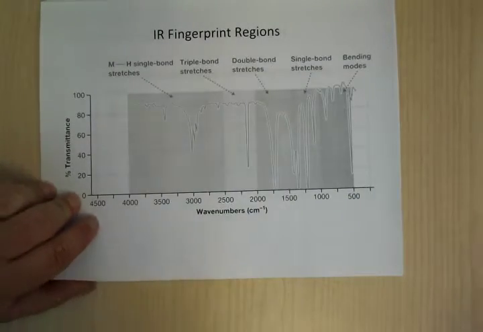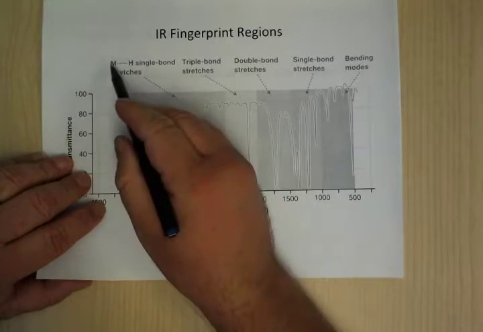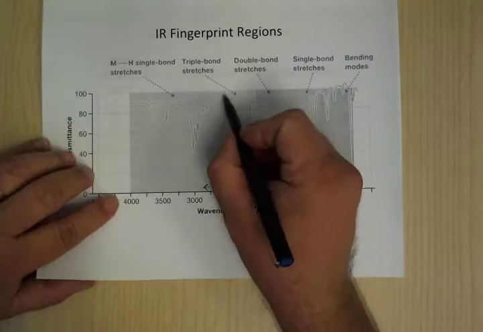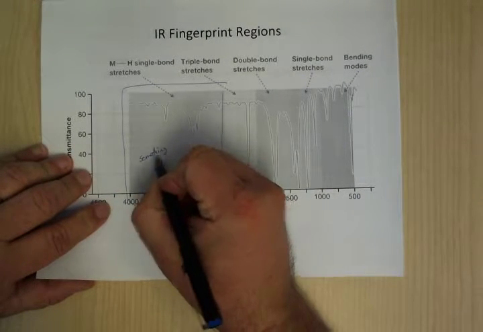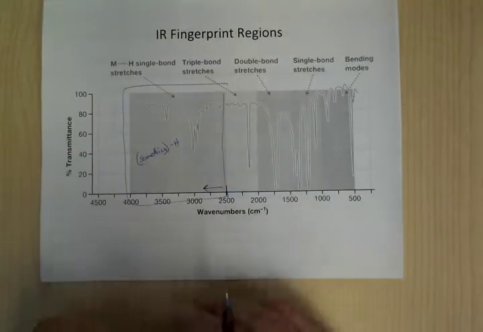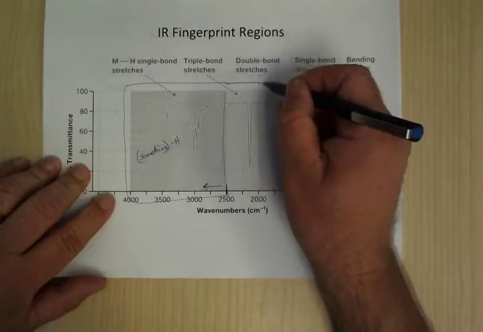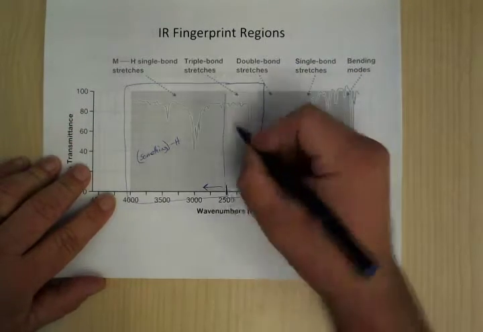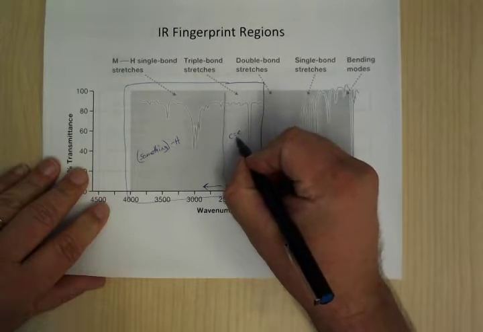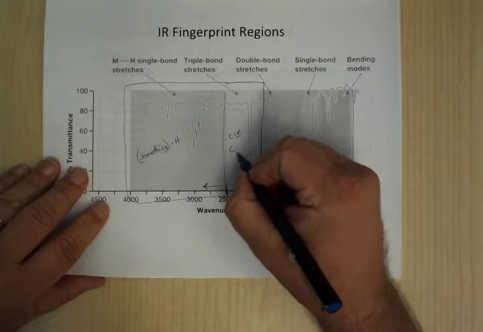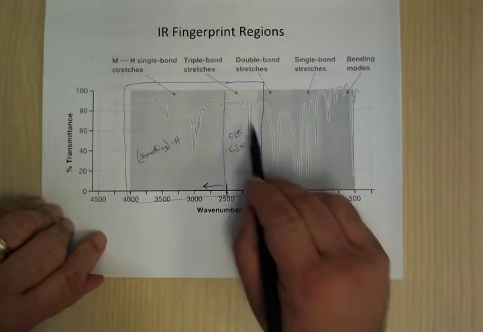Now there are some fingerprint regions. From pretty much 2500 on, you're dealing with something bonded to a hydrogen. So OH, CH, NH, SH, things like that are going to be in this region. In this region here, from 2000 to 2500, you're dealing with triple bonds, things like alkynes, cyanides, things like that.